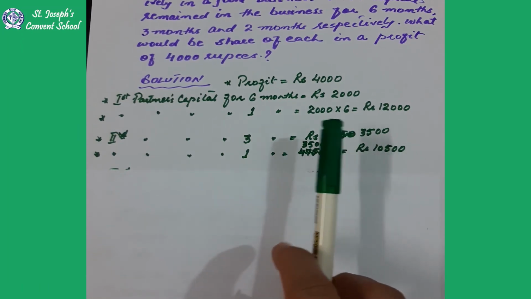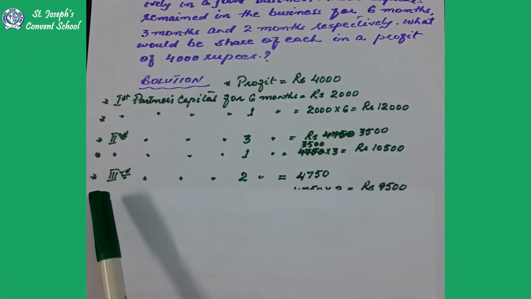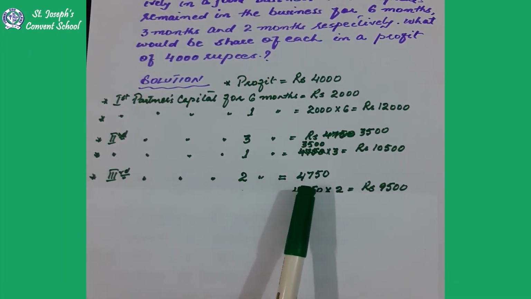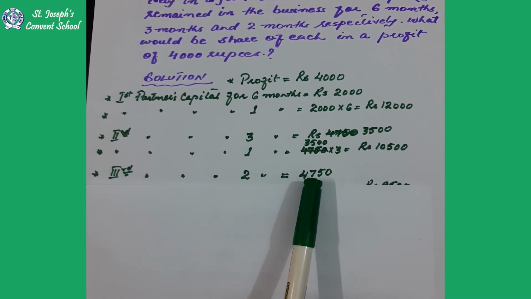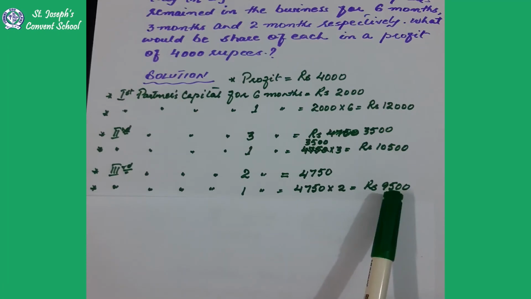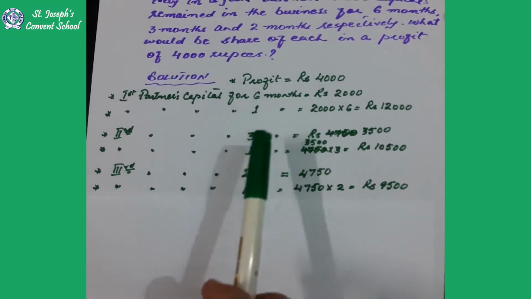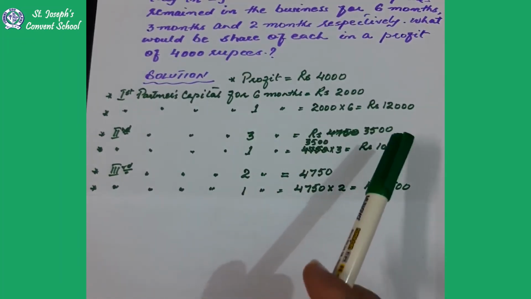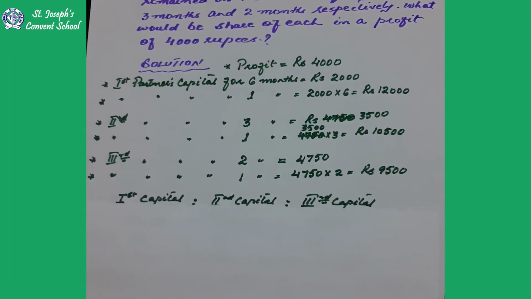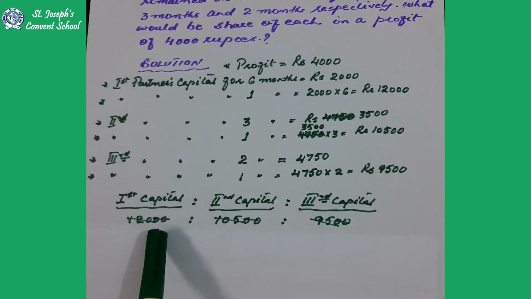10,500. Now third person's amount is 4750 and it is for 2 months. So third partner's amount for 2 months is 4750. Now for 1 month, how will we find it? 2 into 4750. So for 1 month, this 4750 into 2, you'll get it. Okay. So now each partner's share invested for 1 month, you have solved it. Now find the ratio between all three of them. Ratio between first capital, second capital, third capital. Write the amount: 12,000, 10,500 and 9,500.